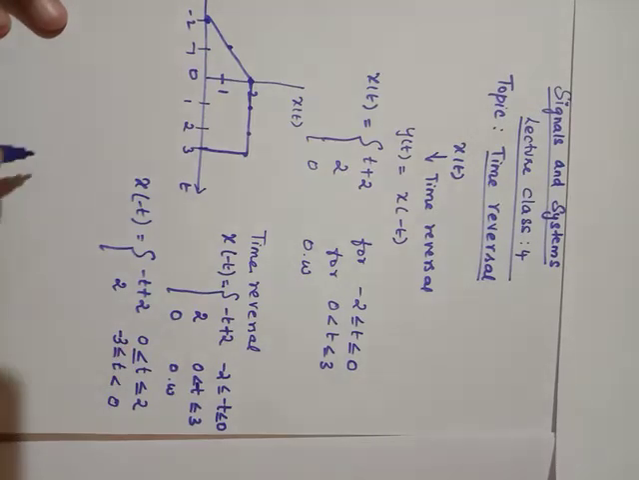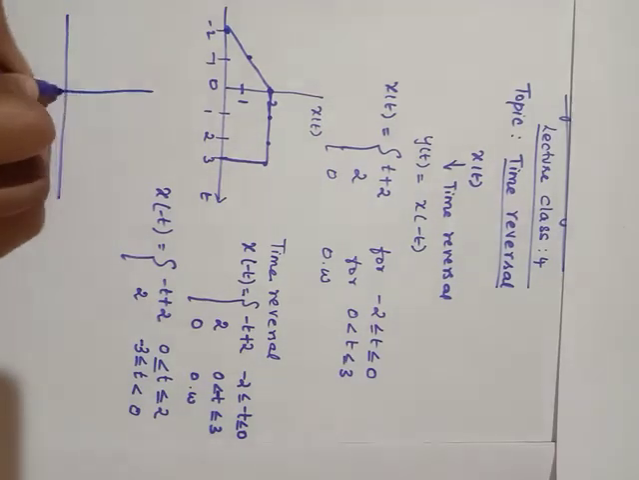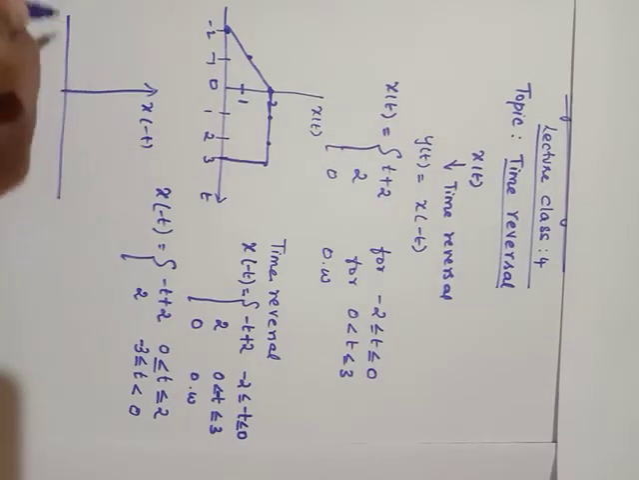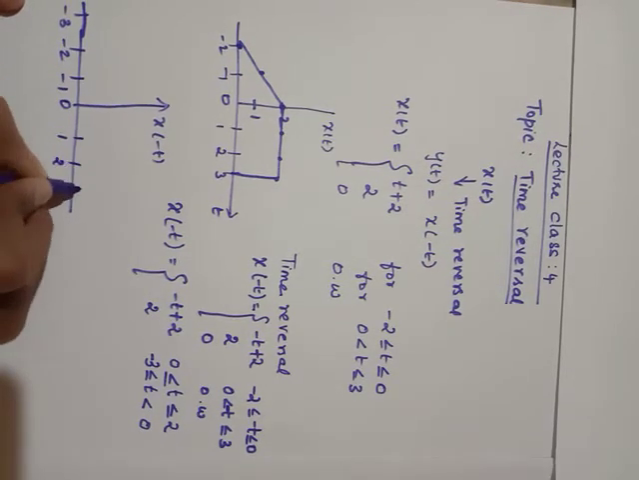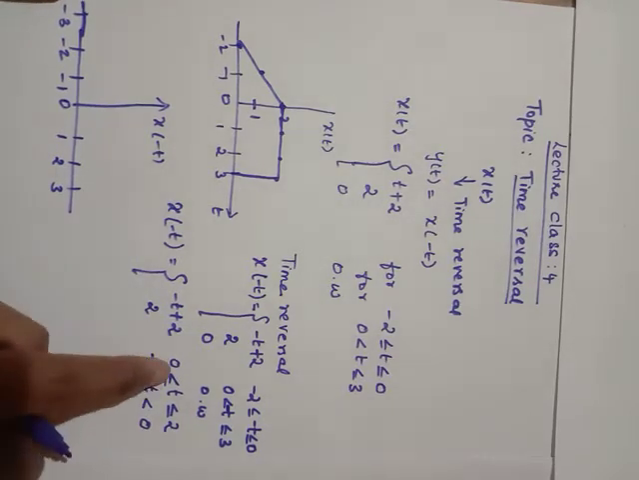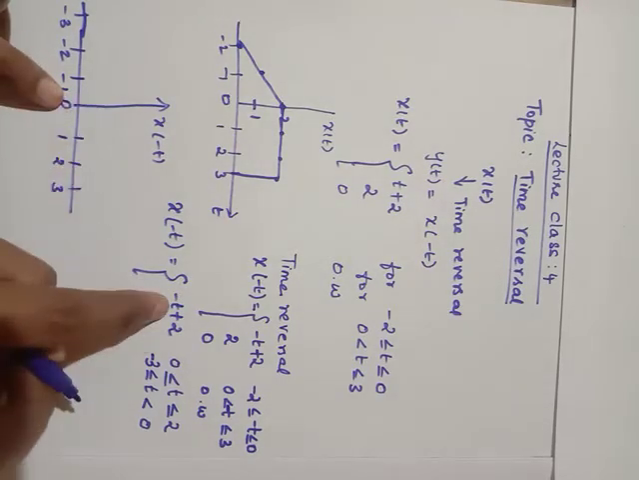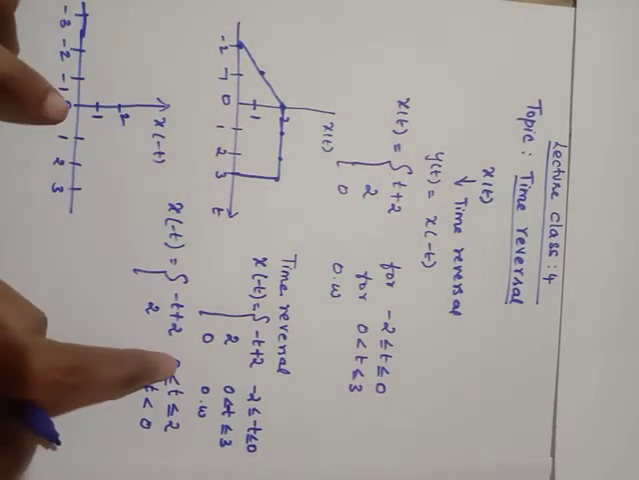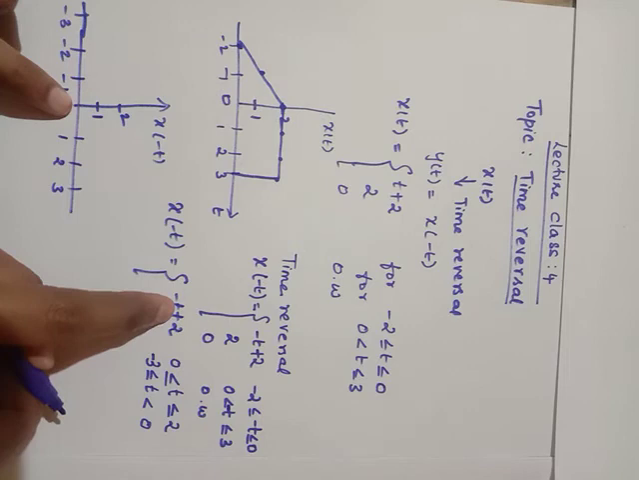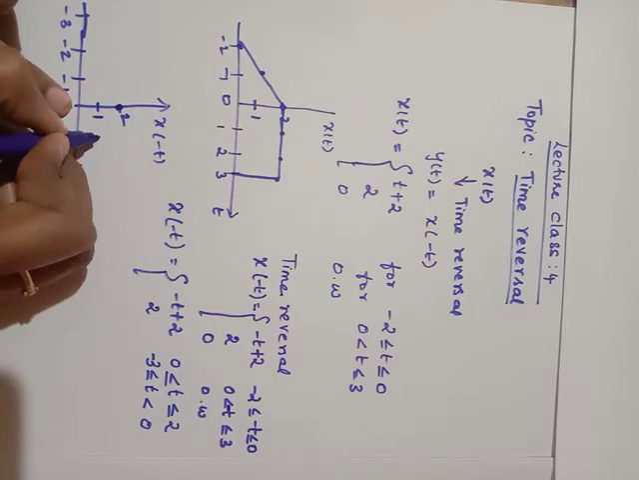Now I am going to draw the graphical representation for this. So this is your x of minus t. Now the range is from minus 3, minus 2, minus 1, 0, 1, 2 and 3. You can take it like this. Now consider this expression for the positive side, 0 to 2. What is the expression? Now I have minus t plus 2. Now I will plot this range. When you substitute 0 in this equation, you will get 2. When you substitute 1 here, you will get plus 1.